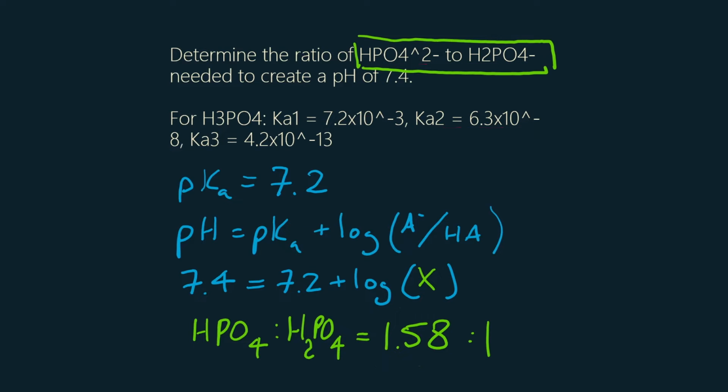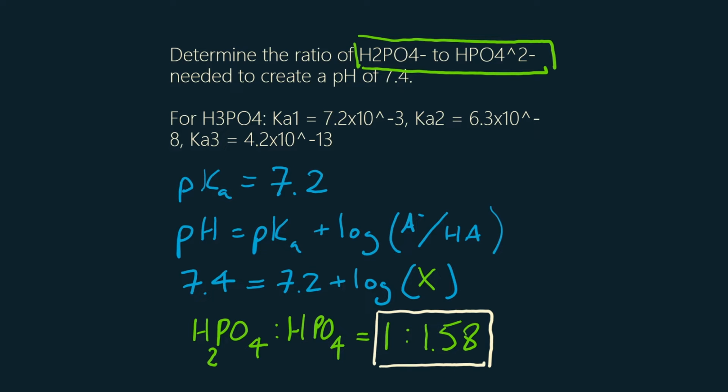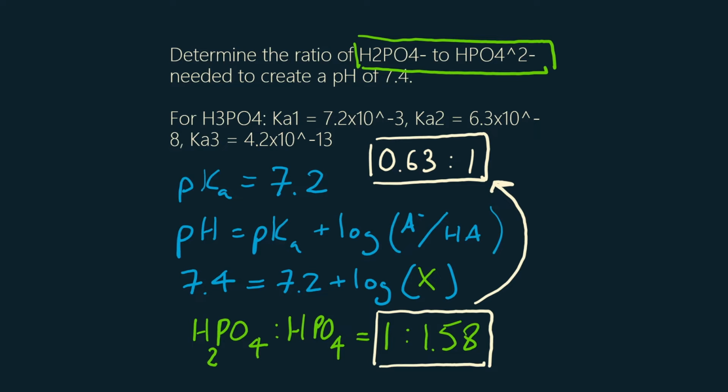Before we move on, let's say the question didn't ask for this order and instead flipped the order. In this case, we would flip the ratio, and we'll do the same thing on the other side. So this would be our answer. In case you don't see this in a multiple choice option, this is another way to write the ratio. The 0.63 comes from dividing 1 by 1.58, so keep that in mind.